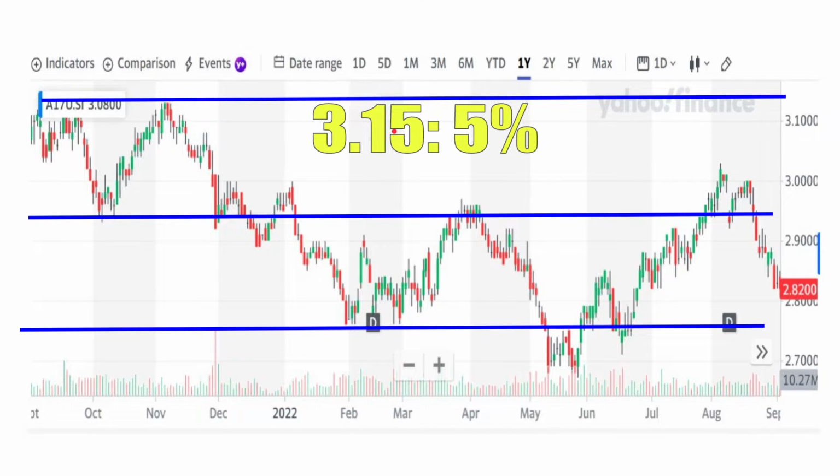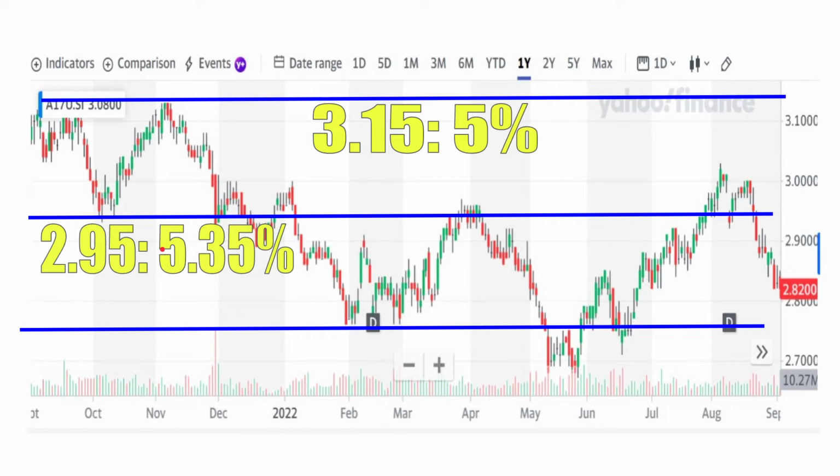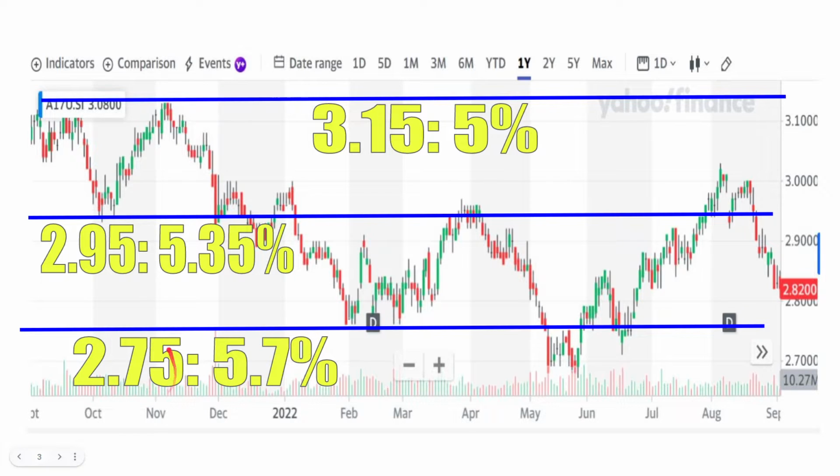So with a DPU of around 15.8, 15.6 cents, this is roughly a 5% dividend yielder. And the 2.95 area is a 5.35% yielder. Over here is a 5.7% yielder, right? At 2.75. It's quite interesting though that the horizontal lines are very clearly defined, right? You can see, and it's all in a 20-point range. So 3.15 to 2.95, 2.95 to 2.75. So it's all a 20-point range, right? And this 20-point range just corresponds to 35 basis points of dividend yield pickup.